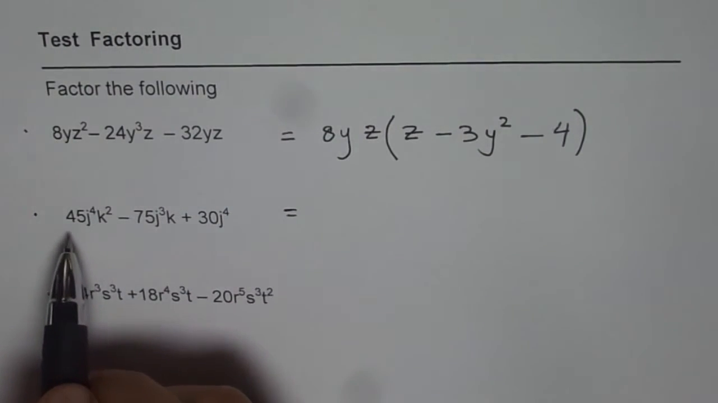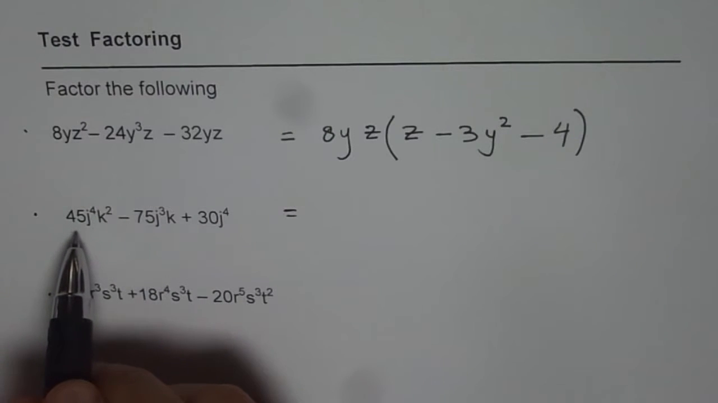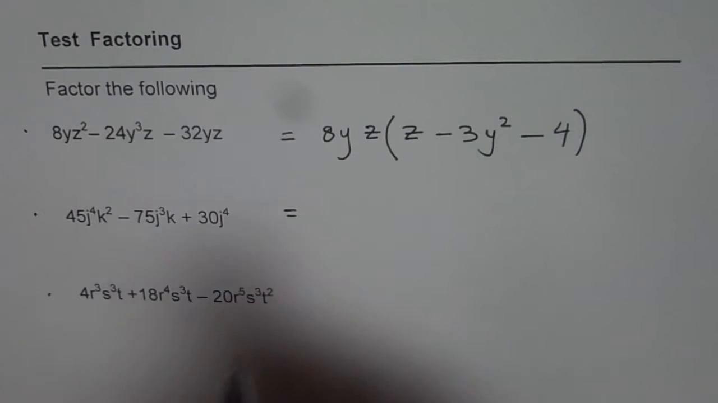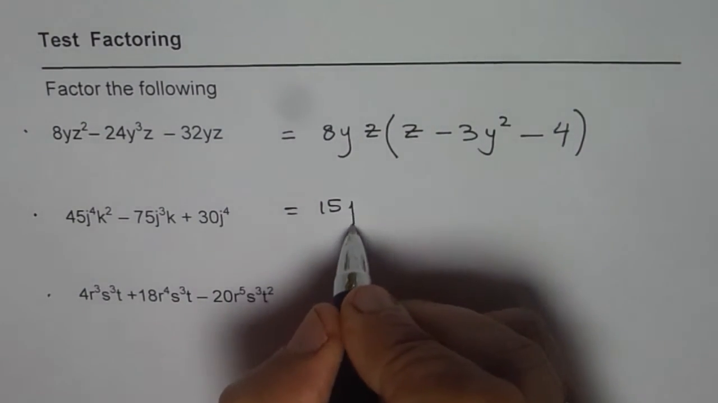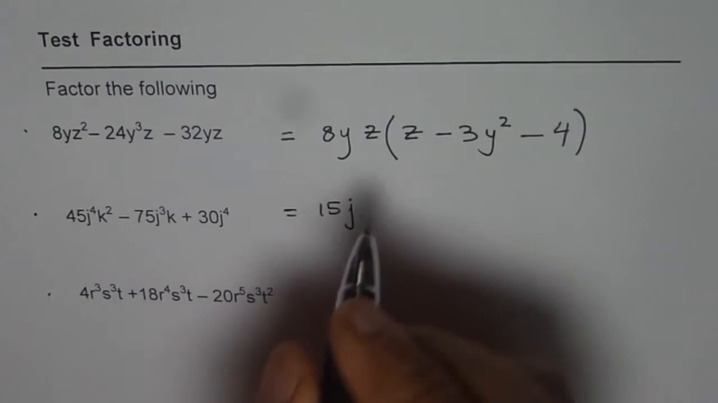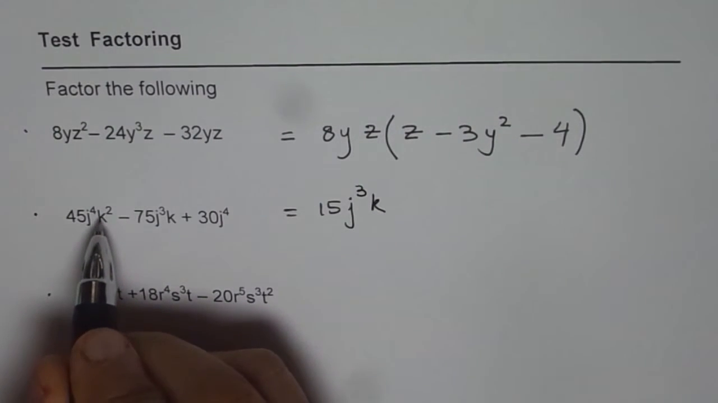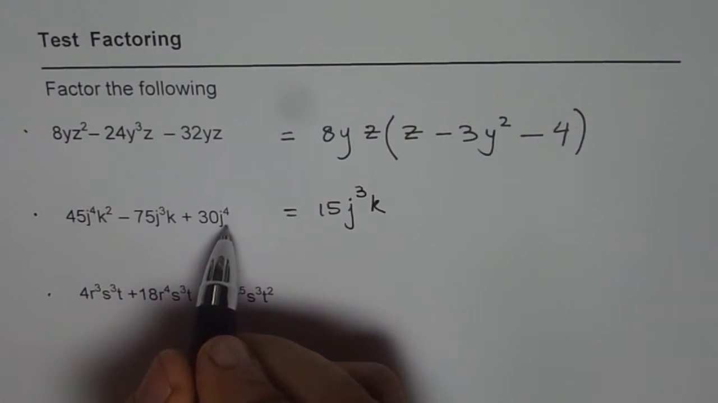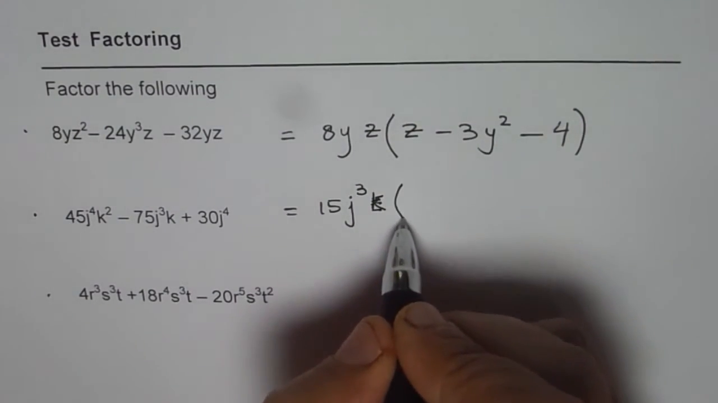Here in this case 45, 75 and 30. 5 is common, 3 is also common. 5 times 3, 15 can be taken as a common factor. j, 4, 3, 4, so j cube. And k we have square, 1, so there is no k term here, so we cannot really take k, right? So let's not take it.